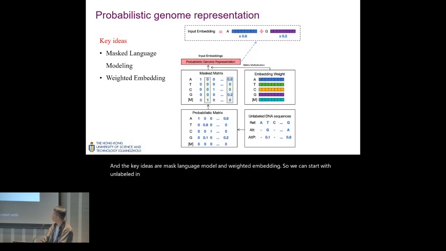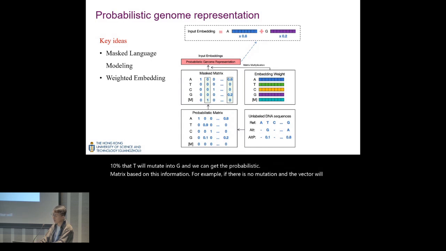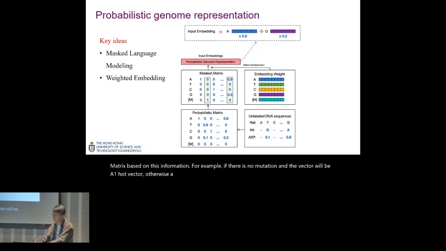Given the reference sequence, we have the alternative sequence and the corresponding probability. For example, at the second position, we have a 10% chance that T will mutate into G, and we can get the probabilistic matrix based on this information. If there is no mutation, the vector will be a one-hot vector, otherwise a probabilistic vector.